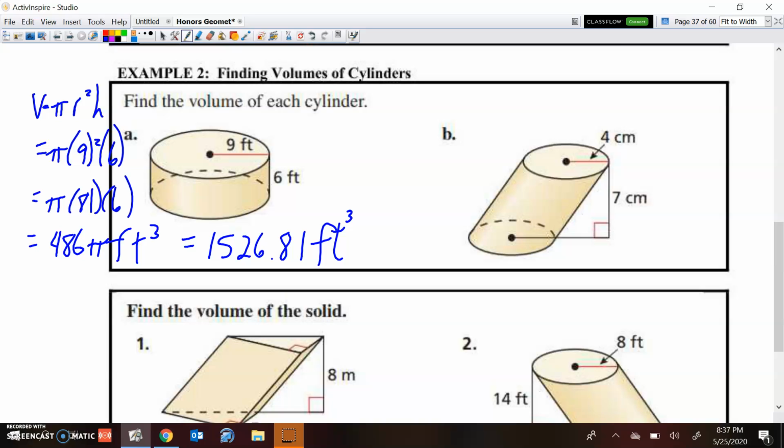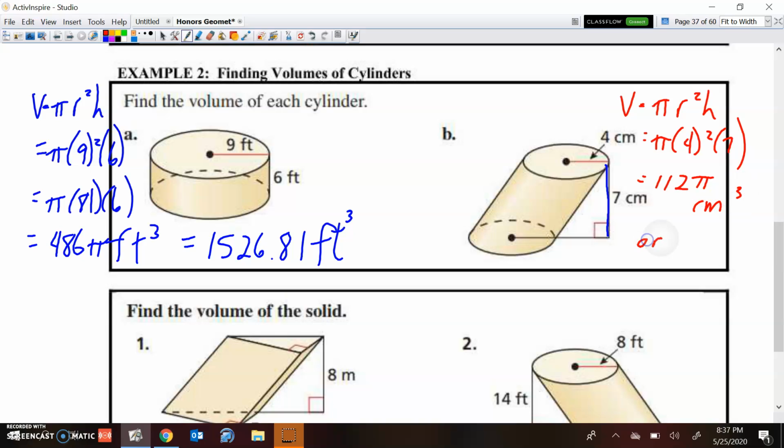All right, in letter B, we can apply Cavalieri's principle, where even though it's slanted, since they're giving us the height, we use the exact same formula, which is pretty nice. So volume equals pi r squared h, which in this case is pi, my radius is 4 squared, times the height 7. 4 squared is 16. 16 times 7 gives me 112. So I have 112 pi centimeters cubed.